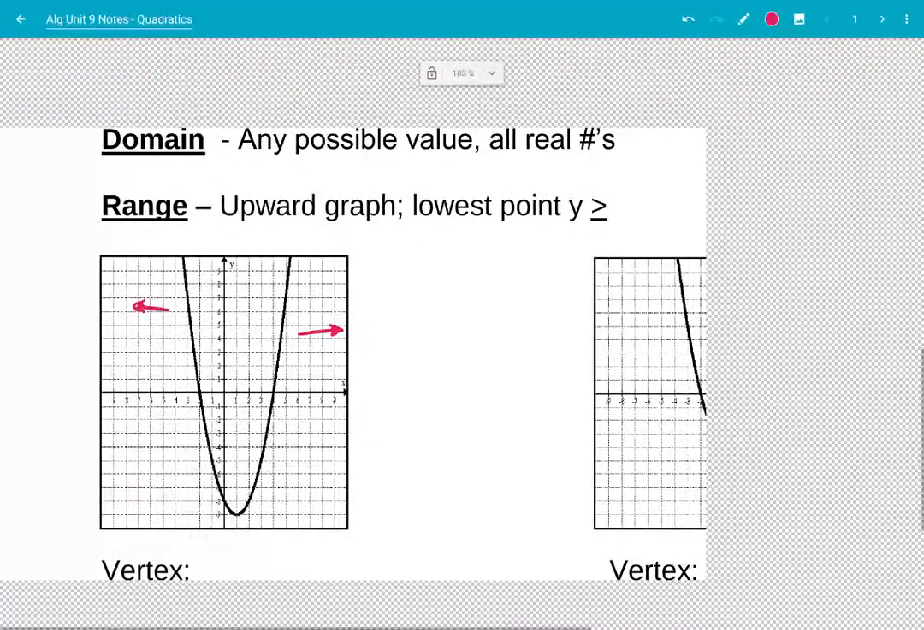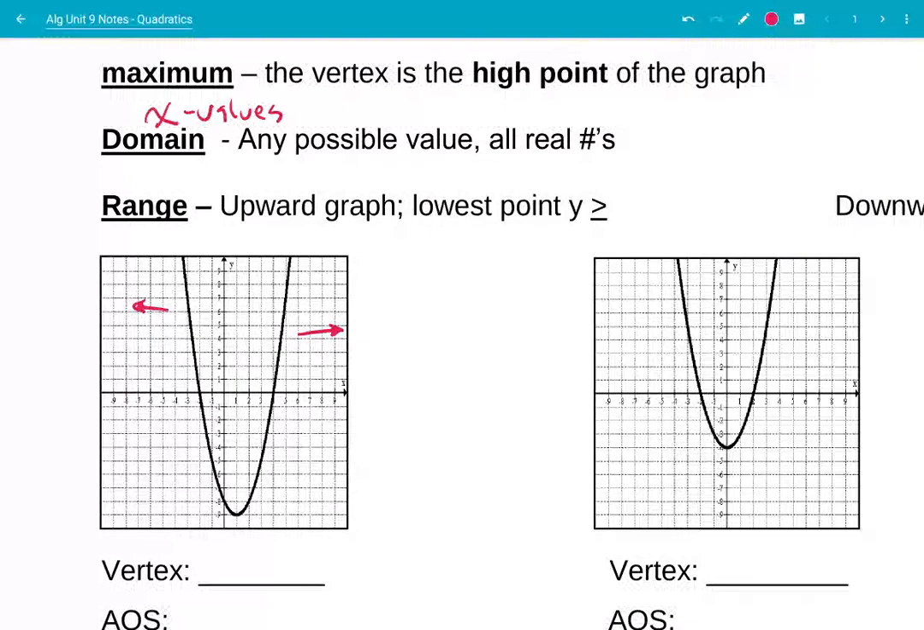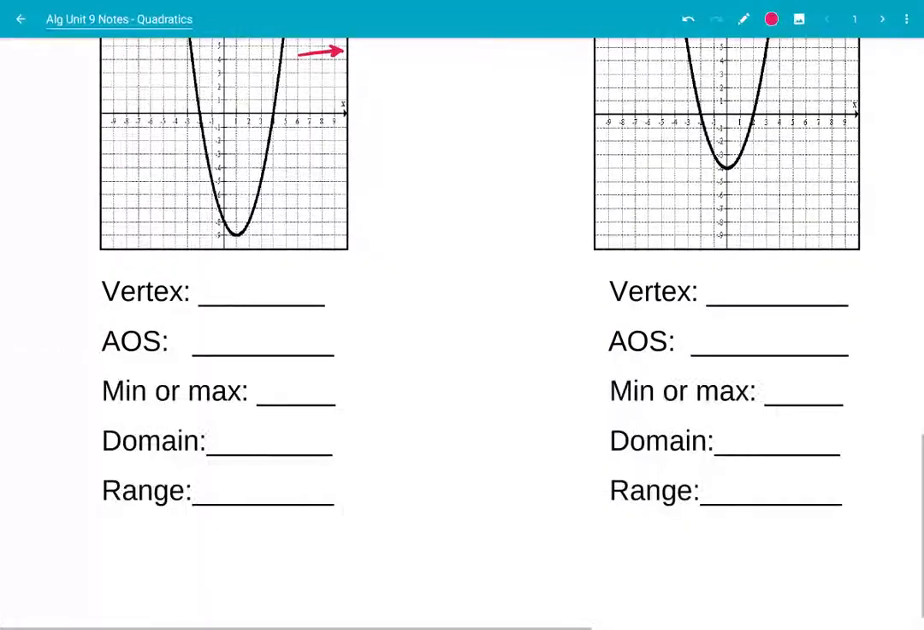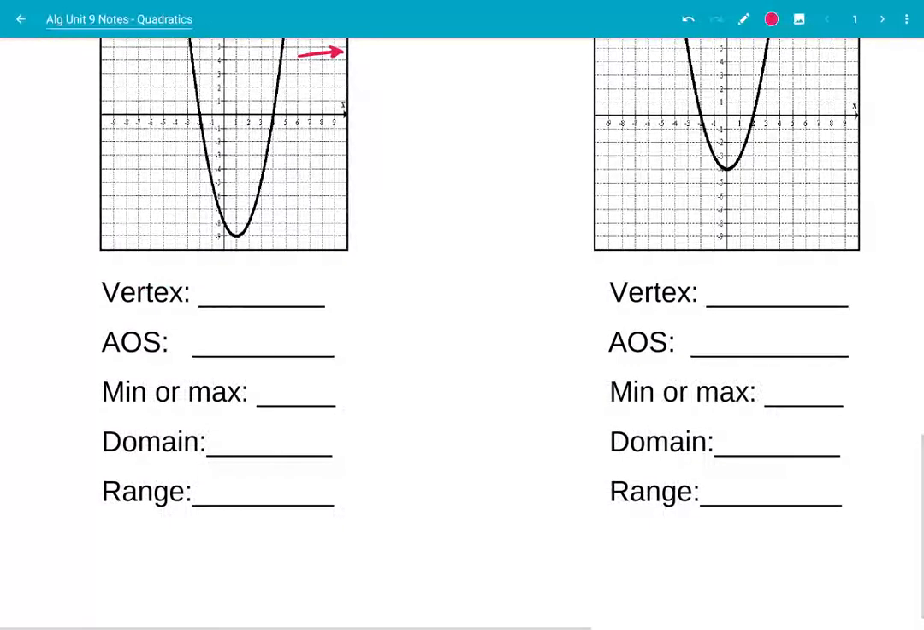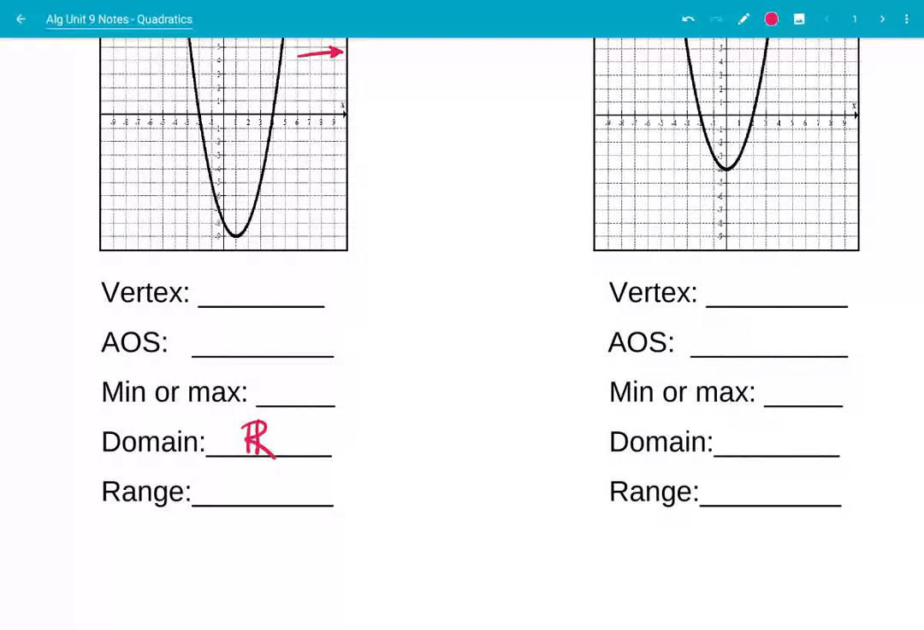So that means that the domain for any parabola that you see in this class is always going to be all real numbers. So that's very easy. So when it asks you for pieces like this, vertex, axis of symmetry, min-max, domain, range, domain is always going to be all real numbers. And that's simple.